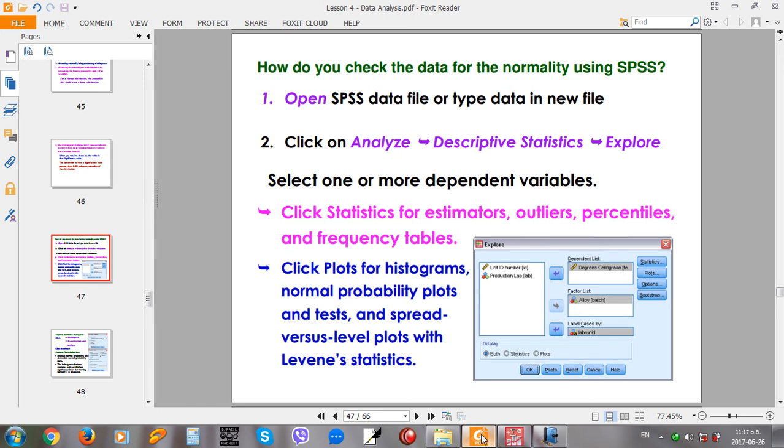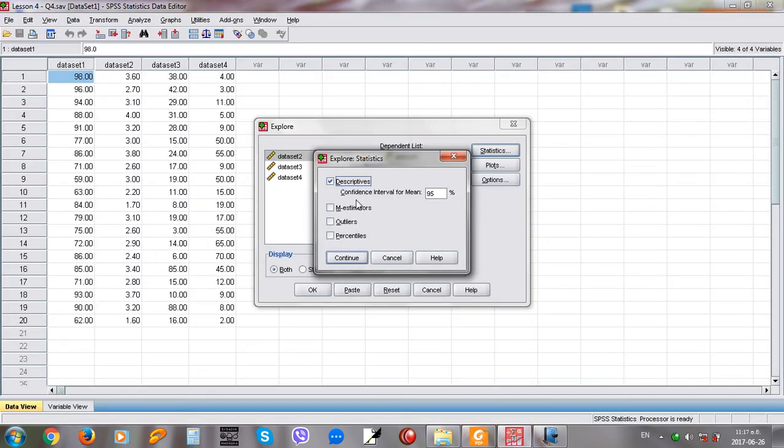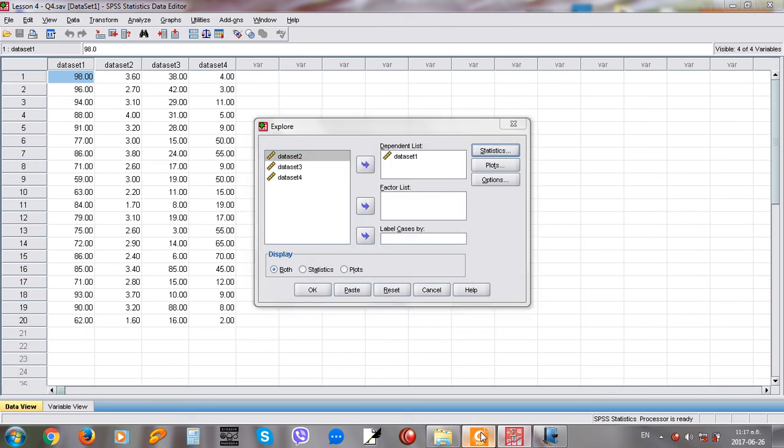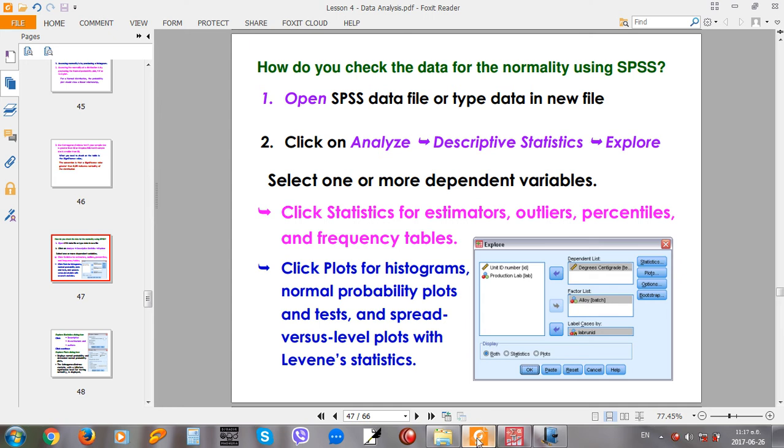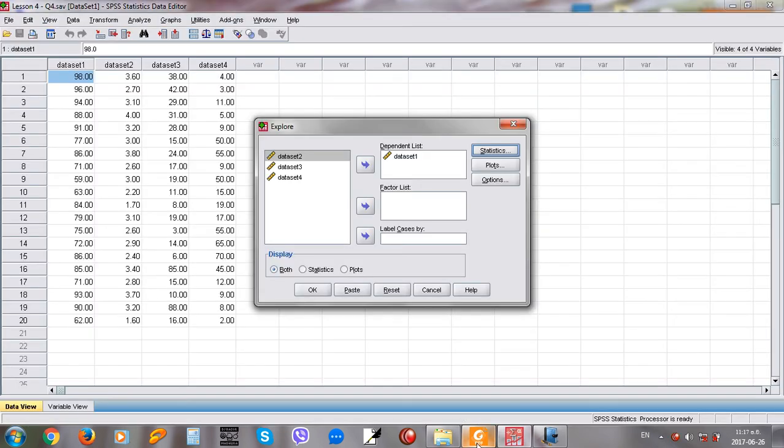estimators, outliers, percentiles, frequency tables. So here M-estimators and outliers, we can select. Then the confidence level is given here, right? So if it is 95%, we have to put that in there. Normally by default it is 95%. Sometimes in the question it is given as 99%. In that case, you have to change this 95% into 99. Continue. Then what else? Click Plots for histograms.